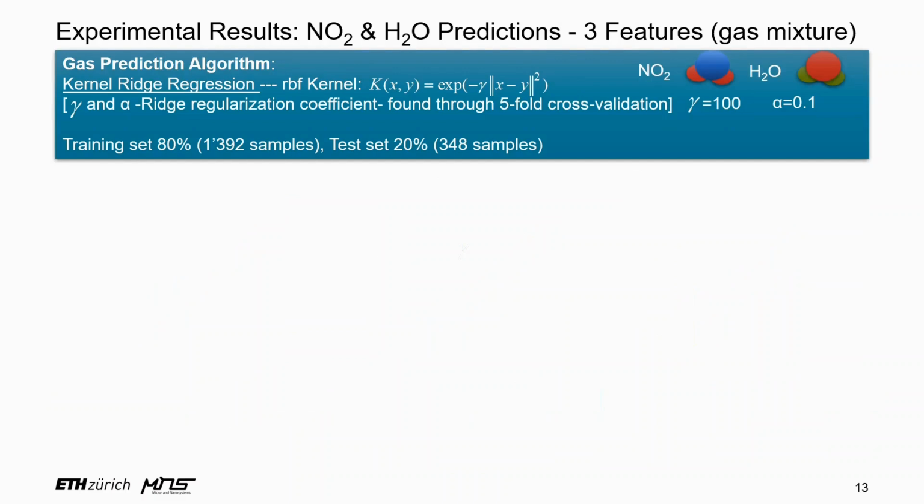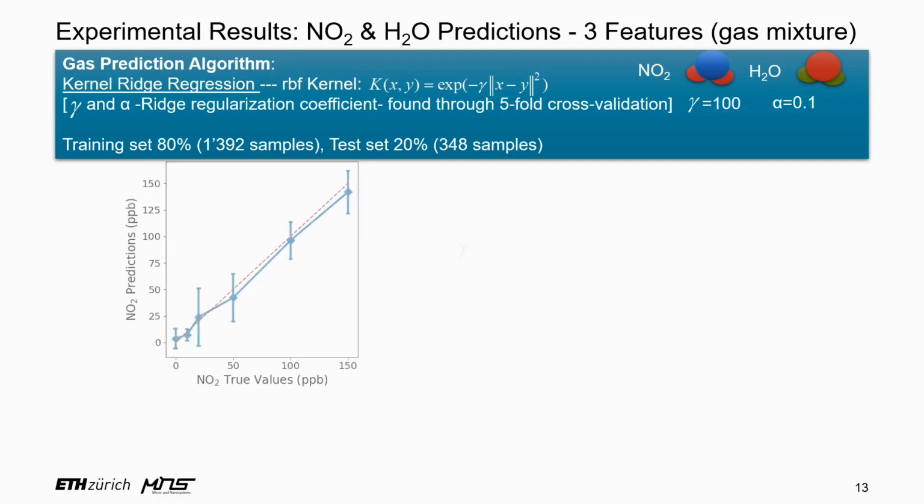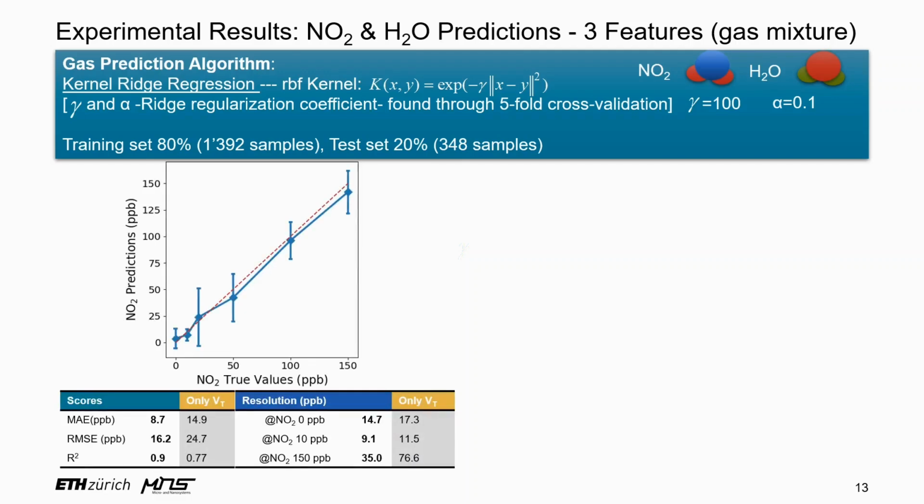And next, we try to predict NO2 using all of the features, so three features instead of a single one, with the same algorithm in the gas mixture. And now we obtain results like this. You can immediately see that the prediction results are definitely improved. For instance, the mean absolute error is now at 8.7 ppb, while before, using only the threshold voltage, it was 14.9.